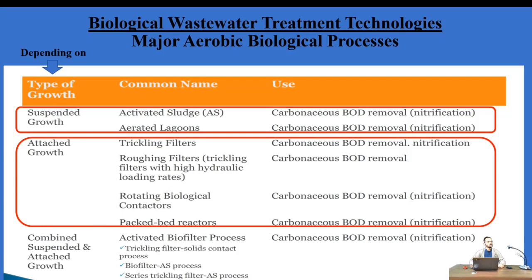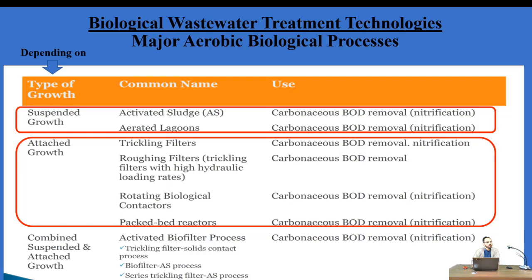We have another group called attached growth systems. The commonly used process here is the trickling filter. It is a very widely used technology for removing contaminants from wastewater. And also we have the roughing filter, a trickling filter with a high hydraulic loading rate, and rotating biological contactors. And also another technique called packed bed reactors. All these technologies are used for carbonaceous BOD removal and nitrification.